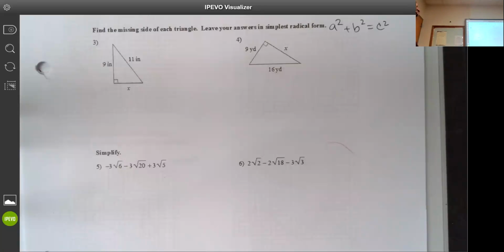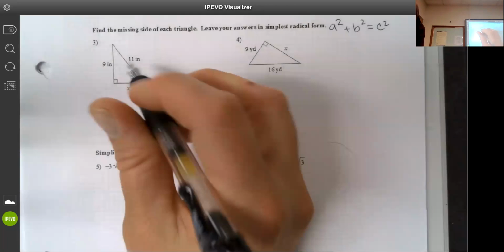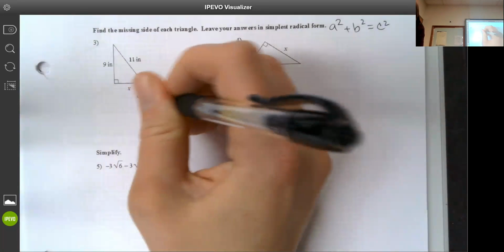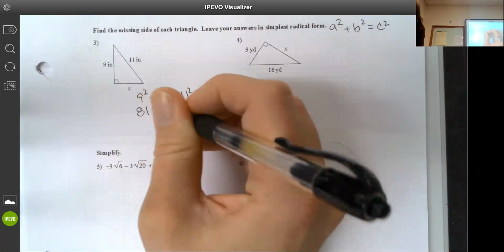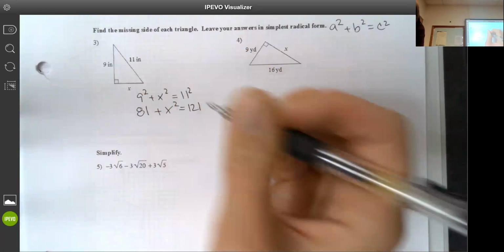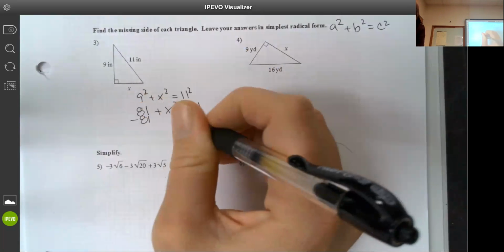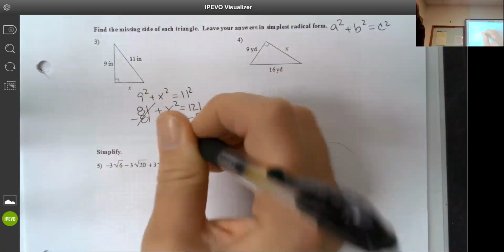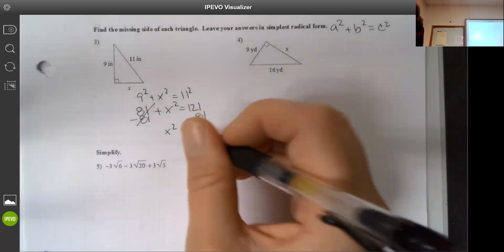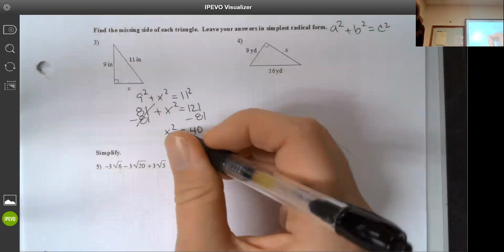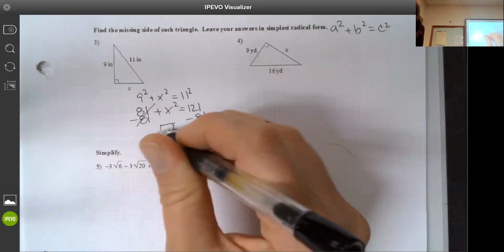And finding our missing side. We have to remember that C always has to be our what? The hypotenuse. So like on our first one, we're missing the leg. 9 squared plus x squared equals 11 squared, or 81 plus x squared equals 121. And subtracting 81 from both sides brings me to what? X squared equals 40.